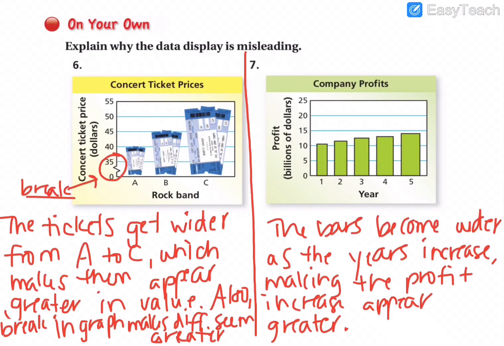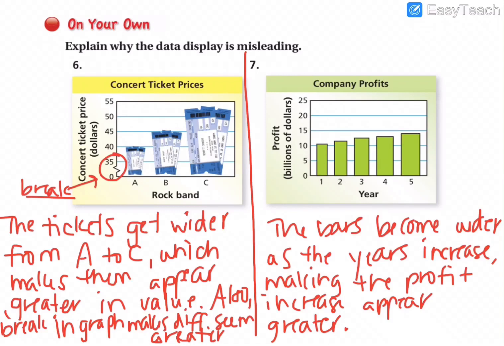On both of these, they are misleading, obviously. For the first one, it's actually for 2 reasons. Number 6, there's a break in the graph, which is making it appear to be a greater difference in the beginning. And also, I don't know if you noticed this, but the tickets are getting bigger and wider. So it's just all in all misleading.